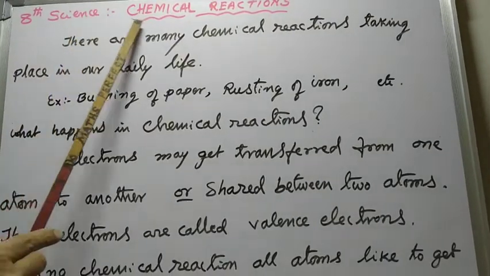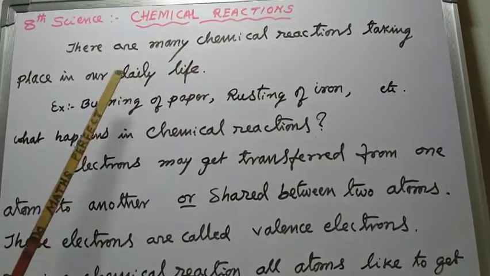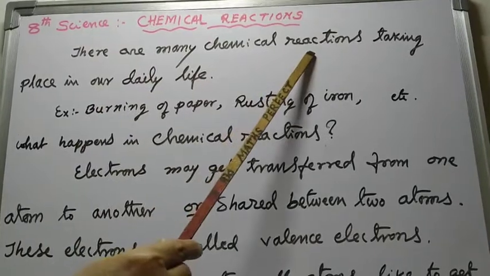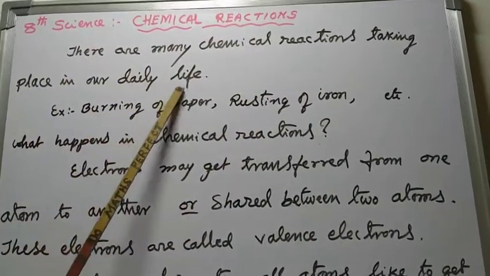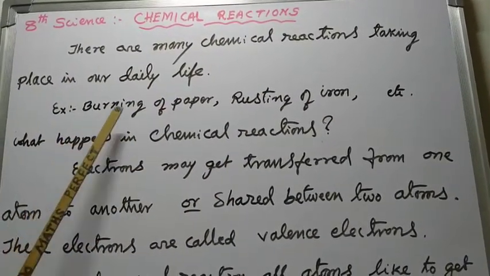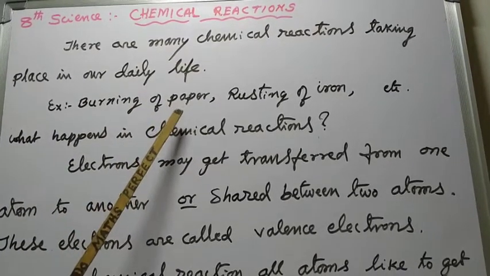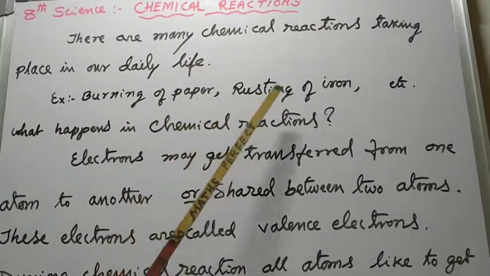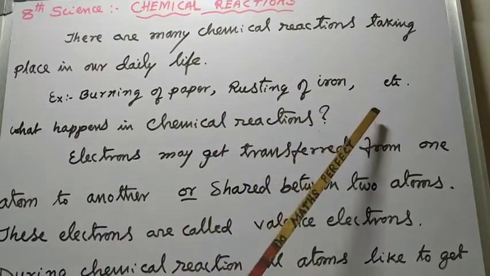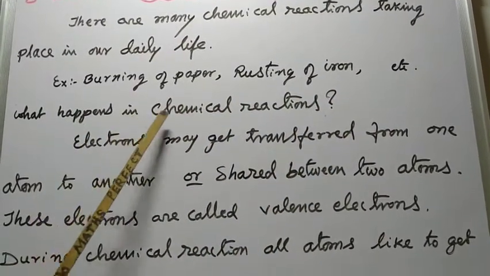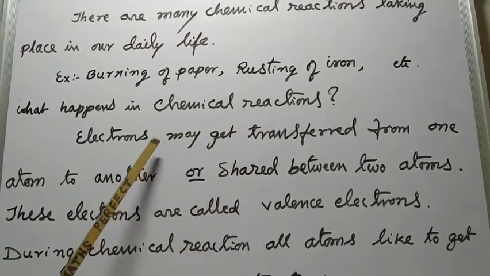Eighth science, chemical reactions. There are many chemical reactions taking place in our daily life, for example, burning of paper, burning of tungsten or magnesium, rusting of iron, etc. What happens in chemical reactions?